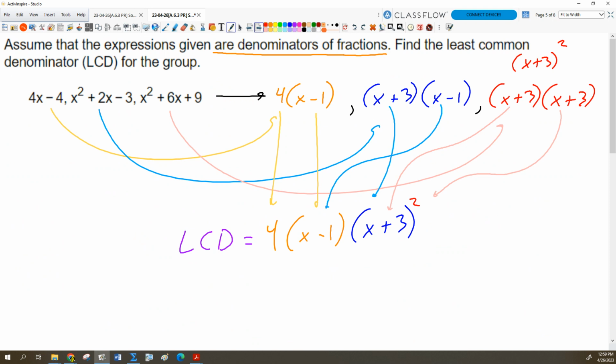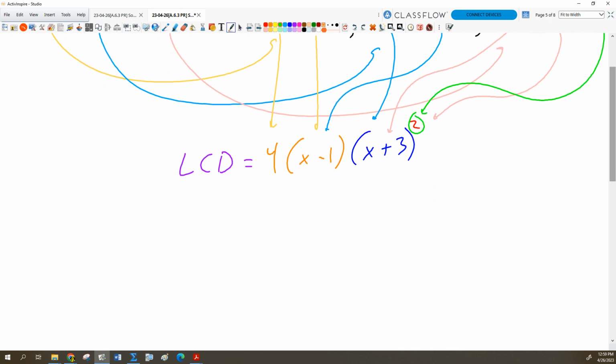So because that's there, what's our LCD? That's it. We can't do anything else with it. It's already simplified. Make sense? Okay. So now let's apply this to a problem.